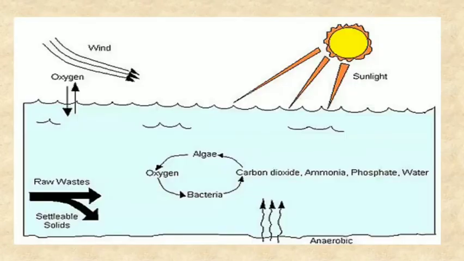So this is how the picture looks. This is an oxidation pond. Here oxygen is used from outside also. The bacteria oxidize the sewage, and the byproducts are carbon dioxide, ammonia, phosphate, and water, which are used by the algae in the presence of sunlight. And algae has a byproduct, oxygen. That oxygen is again used by the bacteria. So it is a cycle.